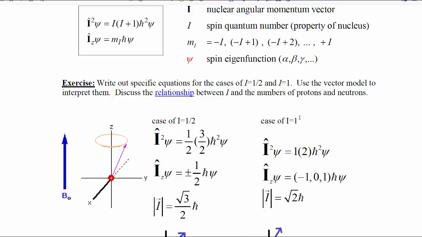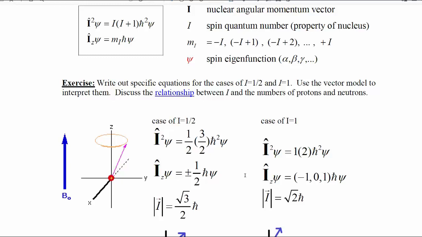In the case of I equals 1, when we fill in that, we'll get 1 times 2, or 2 h bar squared as the eigenvalue of the spin squared operator. That means the vector length will be radical 2 h bar. And the projection onto the z-axis, there's 3 possibilities there, either minus h bar, 0, or plus h bar.